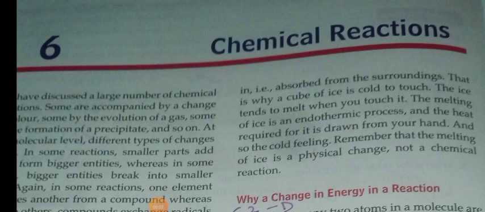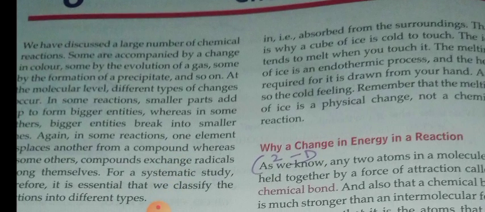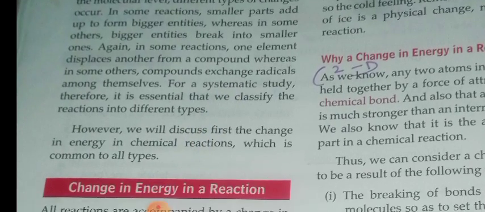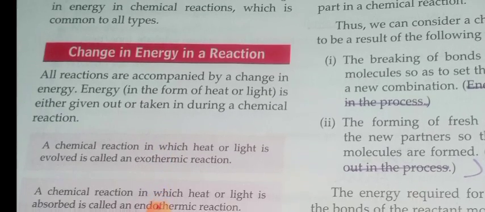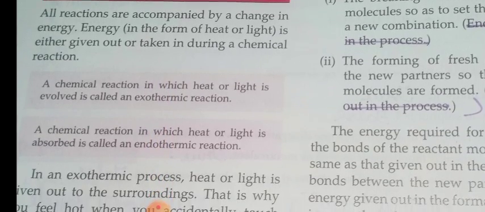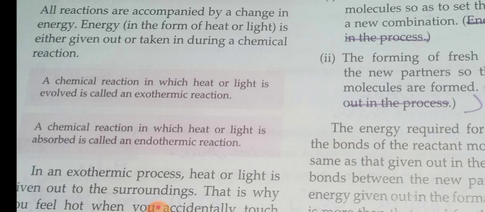This is 8th standard online physical science class and today we are going to start a new unit in chemistry, lesson 6, chemical reactions. We all know that all reactions are accompanied by a change in energy. Am I right, children? Energy is either given out or taken in during a chemical reaction. A chemical reaction in which heat or light is evolved, means given out, is called an exothermic reaction, and a chemical reaction in which heat or light is absorbed is called an endothermic reaction.